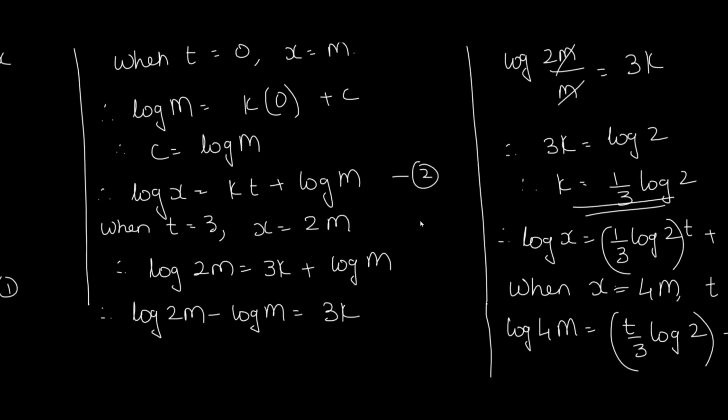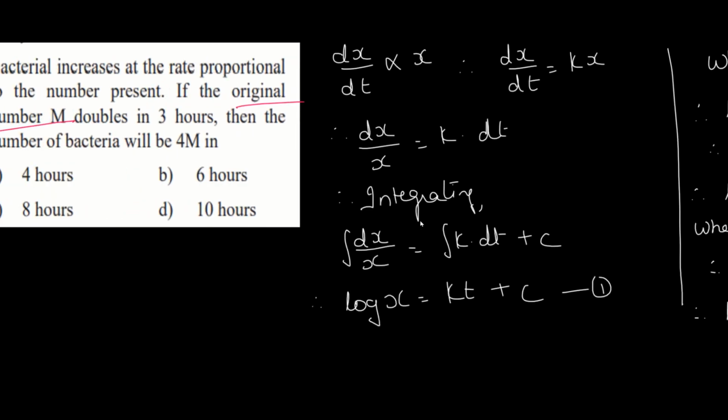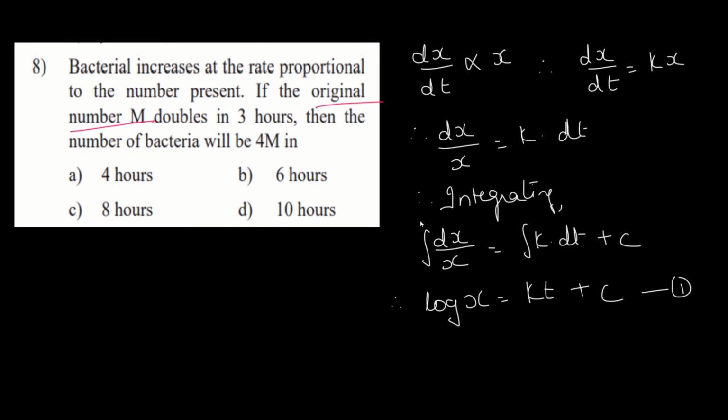T becomes 6. So the correct option from here is 6 hours. As you can see, that option is over here. Option B is the correct answer. So check out the question properly. Then we move on to the ninth one.